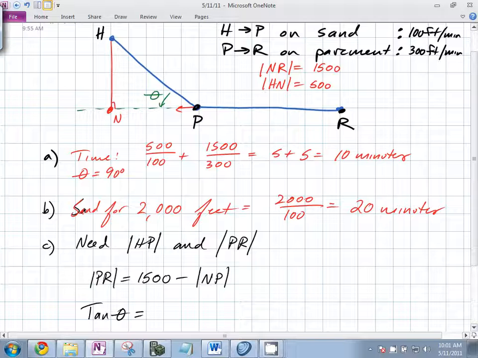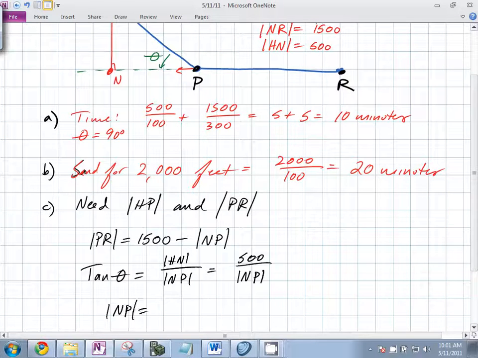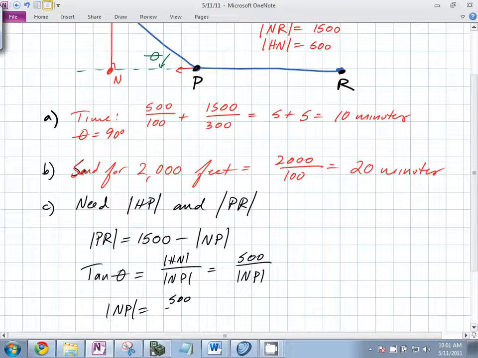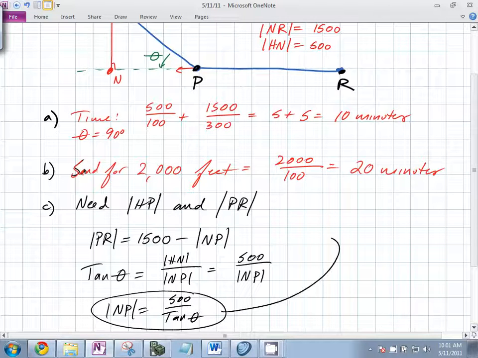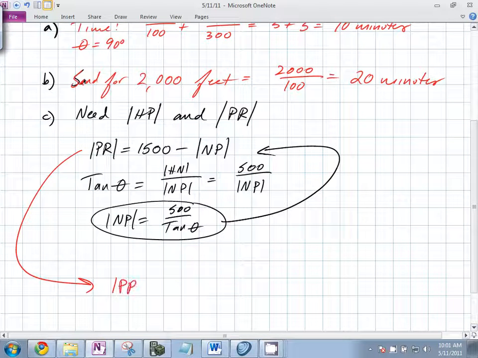What is HN, though? Tangent theta is HN over NP, that's correct. But what is HN? 500 over NP. Just use NP. So what does NP equal? 500 over tangent theta. So now what can we do with this new knowledge? Plug it in right there. If we plug it in, PR is equal to 1,500 minus 500 over tangent theta. There it is.